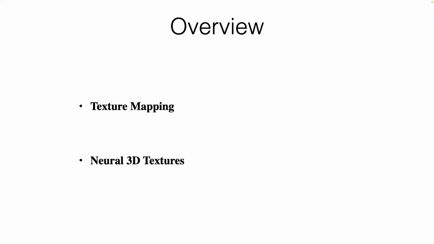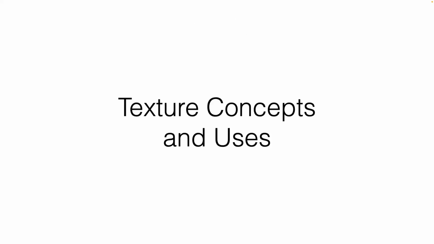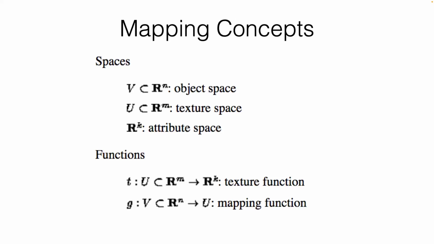So we are going to discuss in the second part of the lecture the concept of texture mapping. And then we are going to discuss neural 3D textures. So textures that are created and learned using neural networks. And so starting with texture concepts and uses, we have this concept of texture mapping. Basically, we have spaces that are going to manipulate the mapping process. So we have the object space, you have the texture space, and you have the attribute space.